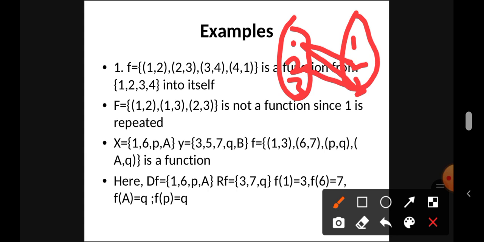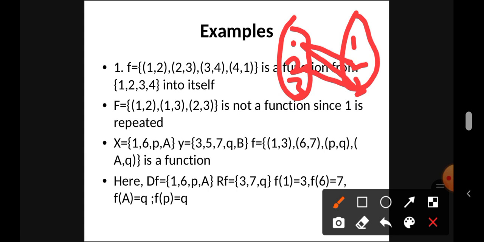Okay, we have another relation. X is a set having the elements 1, 6, p, a and Y = {3, 5, 7, q, b}. And the function is given by (1,3), (6,7), (p,q) and (a,q). And here this is a function.